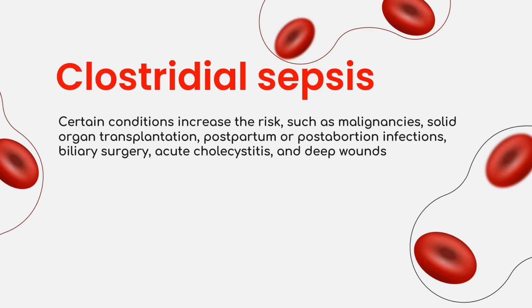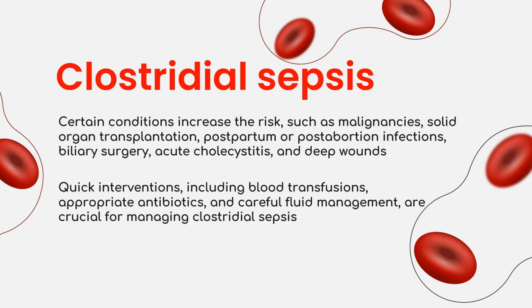Clostridial sepsis and hemolytic anemia are more likely to develop in individuals with specific predisposing factors. These may include malignancies, solid organ transplantation, postpartum or post-abortion infections, biliary surgery, acute cholecystitis, and deep wounds. Prompt and aggressive treatment is crucial in managing Clostridial sepsis, as the prognosis is generally poor. Rapid interventions, such as transfusions to replenish blood loss, administration of appropriate antibiotics, and careful fluid management, are essential in the battle against this life-threatening condition.